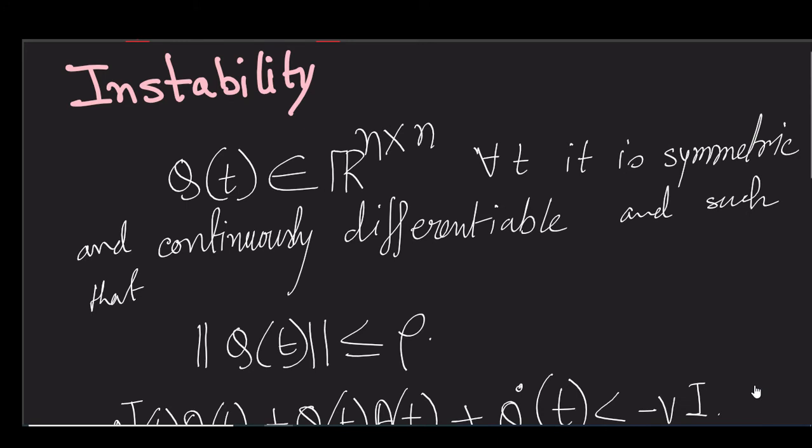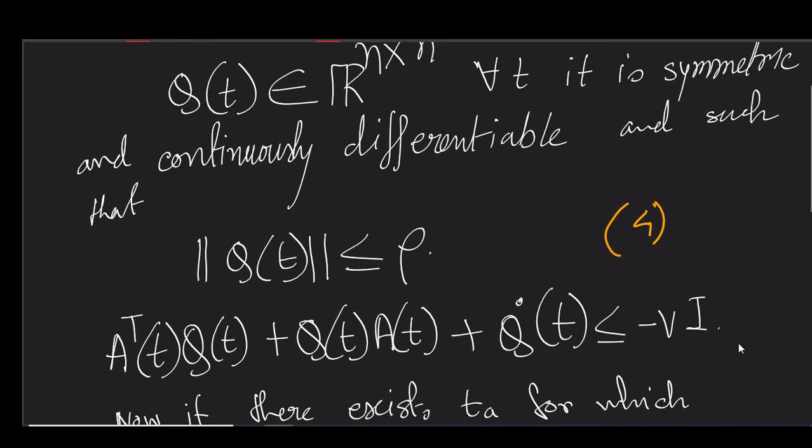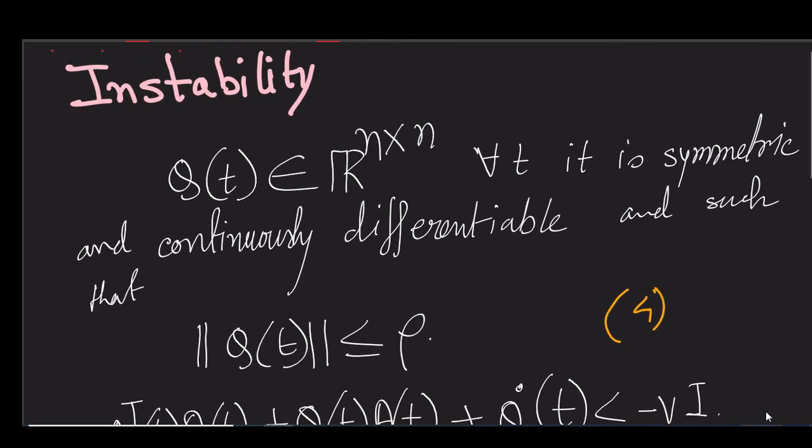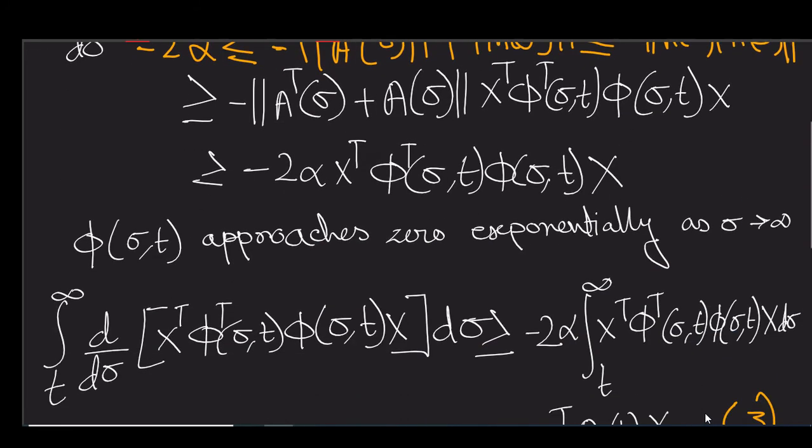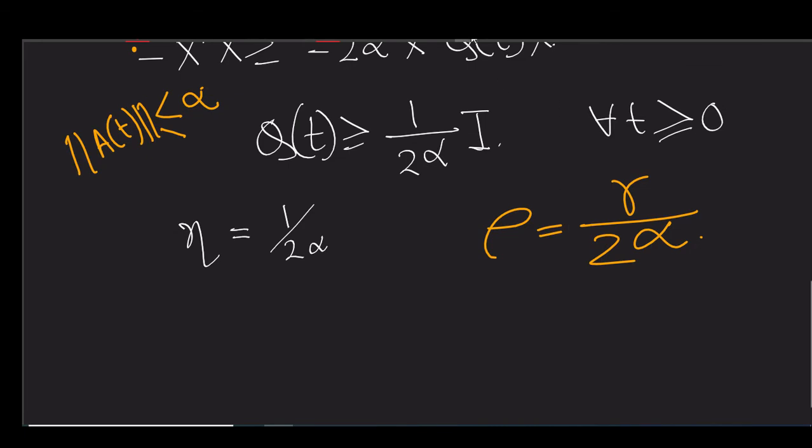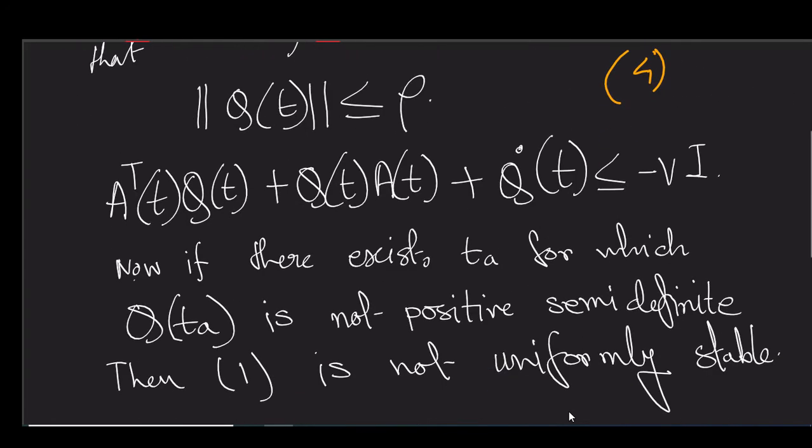Q(t) is symmetric and continuously differentiable, and such that Q(t) is less than or equal to p. Let it be our equation number 4. Yes, 4. Last equation, perhaps it was equation 3. Yeah, it is equation 4.